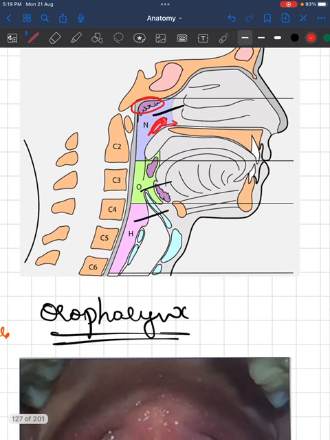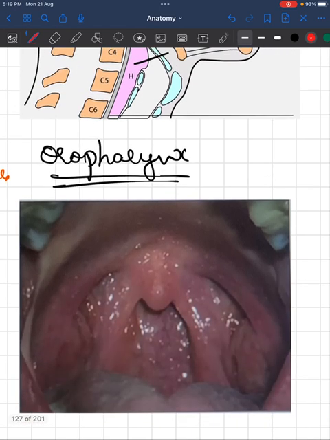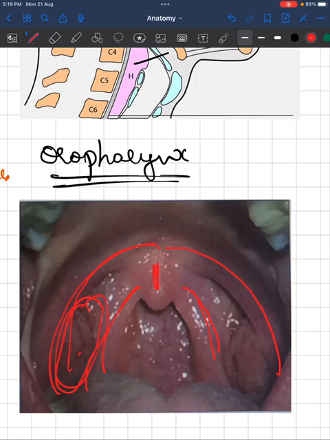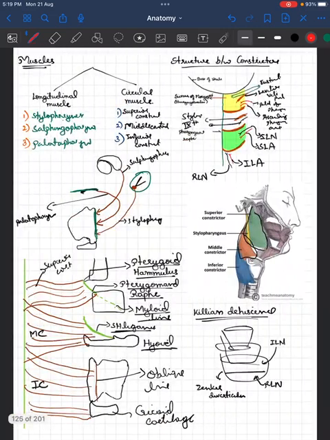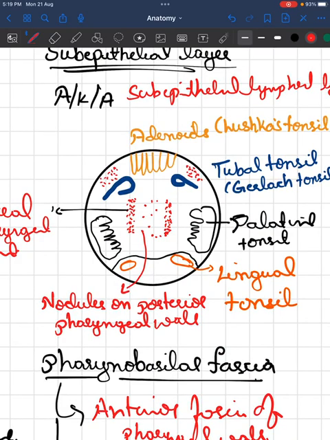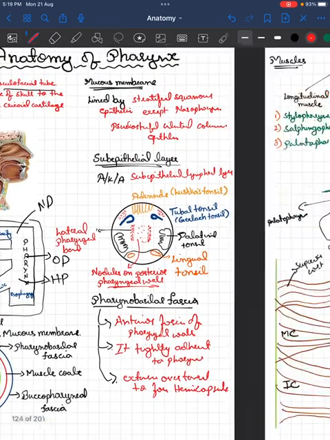Next, the oropharynx. The oropharynx is the area behind the oral cavity. The structures we can see: this is the anterior pillar, this is the posterior pillar, and in between these we can see the palatine tonsil. Here we can also see the pharyngeal nodules in the subepithelial layer that I have mentioned.